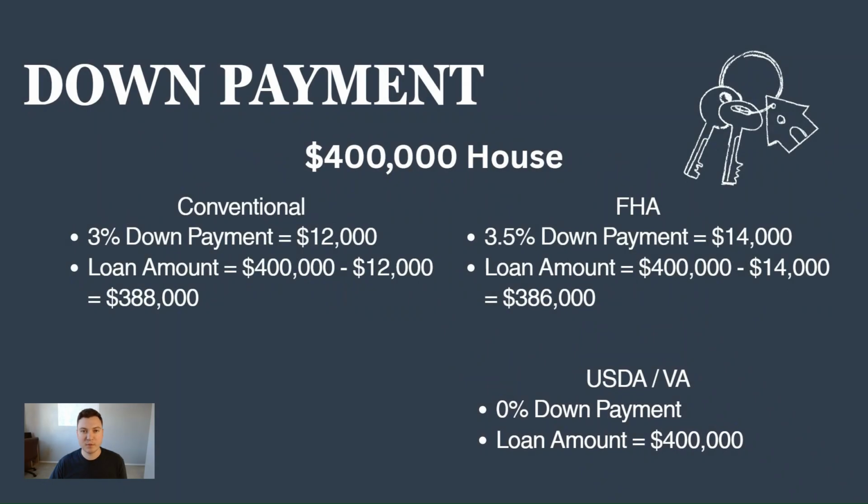Some examples of these minimum down payments are right here. I used a $400,000 house. A conventional loan, if you're a first-time home buyer using that 3% down payment program, then that down payment is going to be $12,000, meaning your loan amount is $388,000. So purchase price minus down payment equals loan amount. FHA loans, the 3.5%, that's going to be $14,000 for the down payment, leaving your loan amount at $386,000. And again, USDA and VA loans, if you're not putting a down payment, your loan amount is going to be the purchase price, right around $400,000.